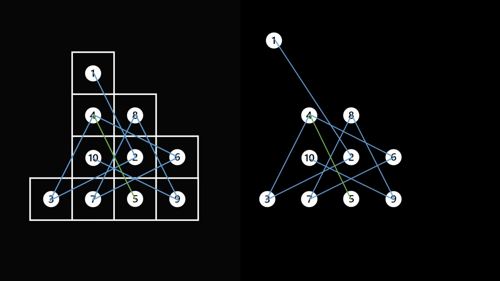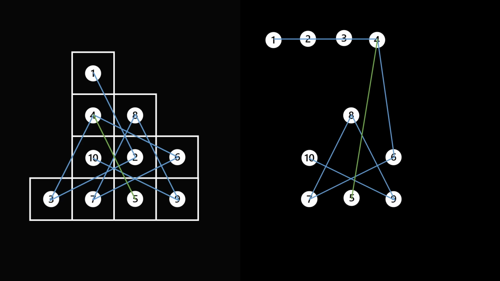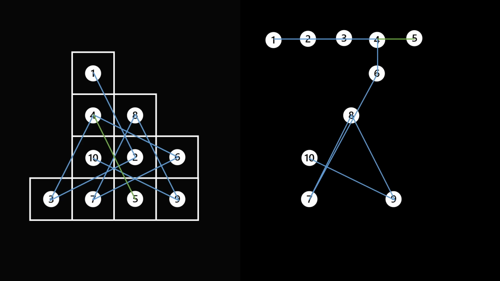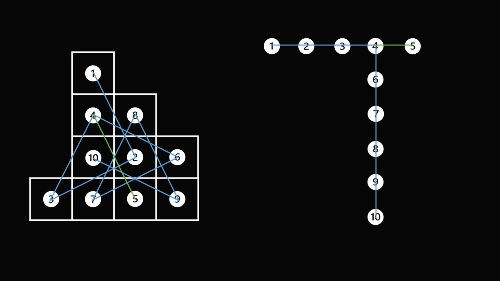Let's move the node 1, then we will put 2 next to it, and then 3 next to it, and then 4 next to it. From here, we have one branch that goes off to 5. We have another branch that goes off to 6, and then 7, and then 8, and 9, and 10. So now let's place knights on this new graph.